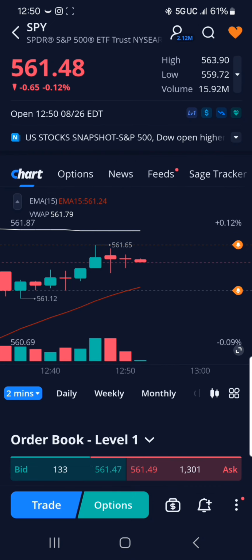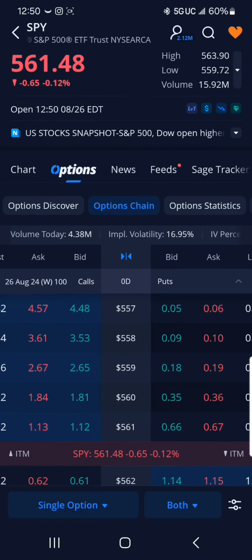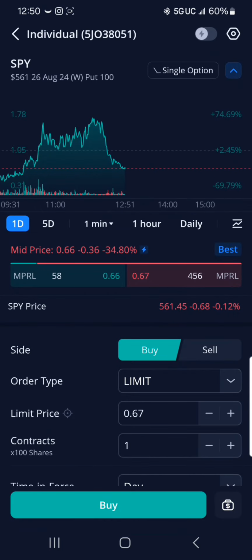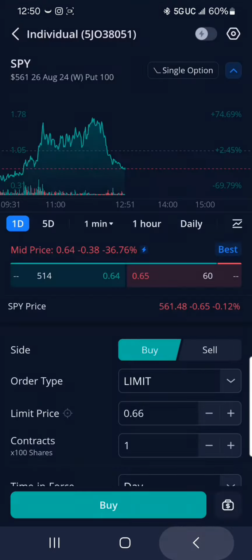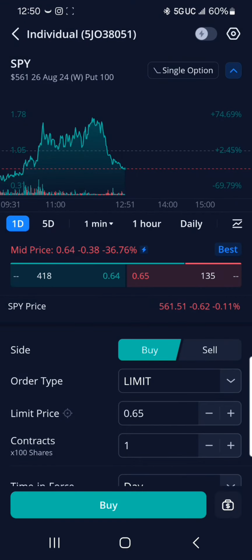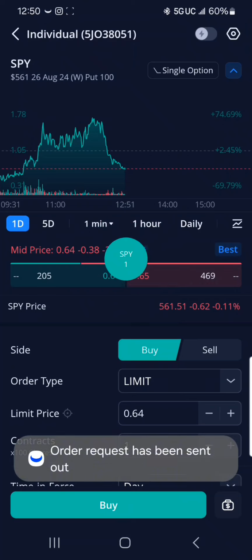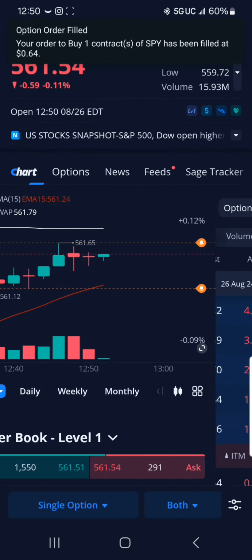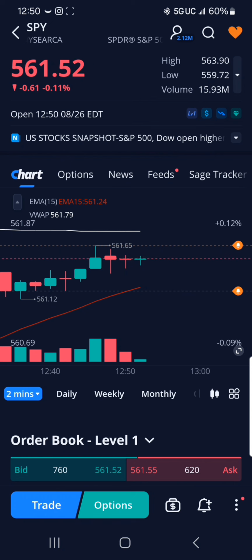Alright, the candle closed red, so I'm going to go ahead and jump into the 561 put. It's 66 right now, 66 at the mid price. I'm trying to get in for mid price because I don't want to overpay. If I have to, I'll pay more, but I want to get in at mid price, right? So I'm trying to chase the mid price around. 64. Let's see if that gets filled. Order filled. I like that little alert. That's handy. Tells me the order's filled.